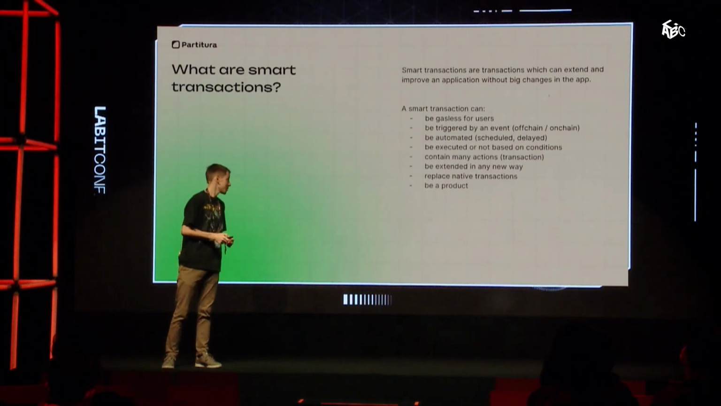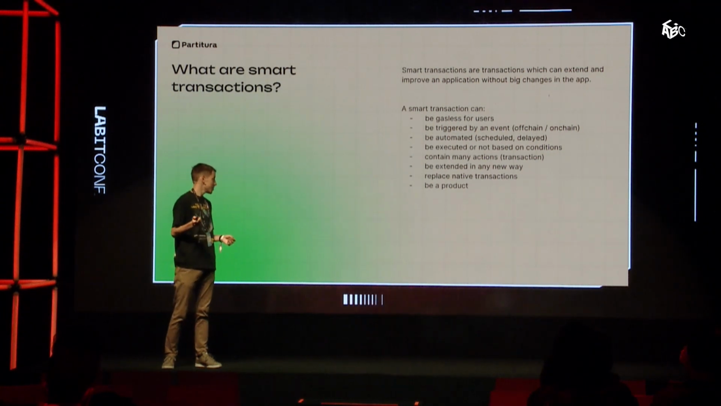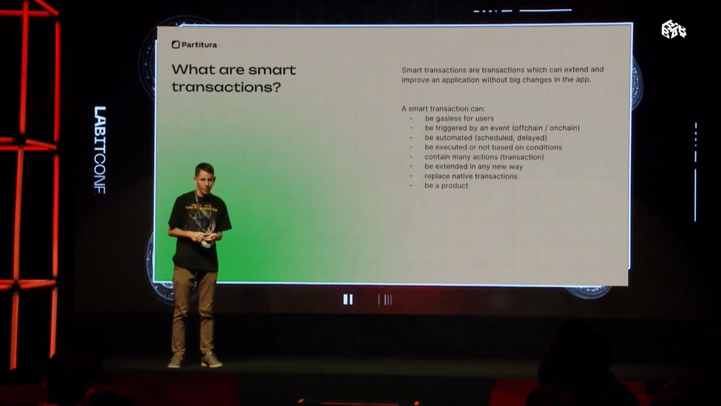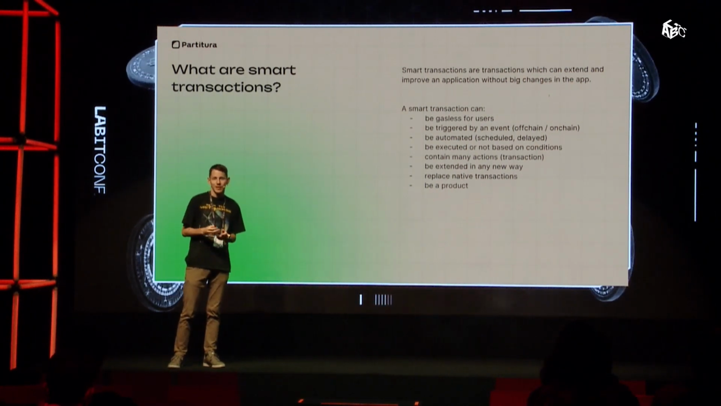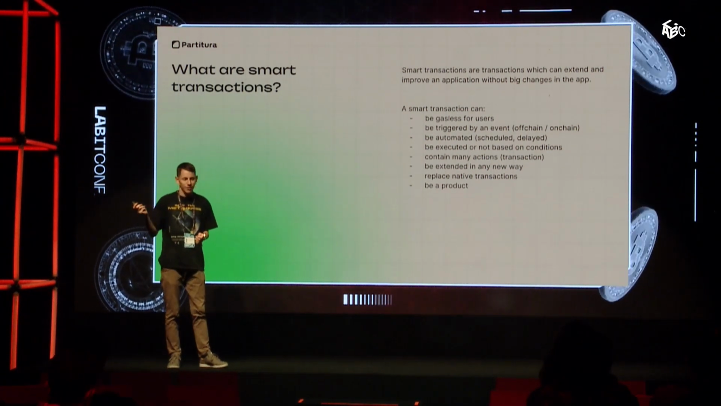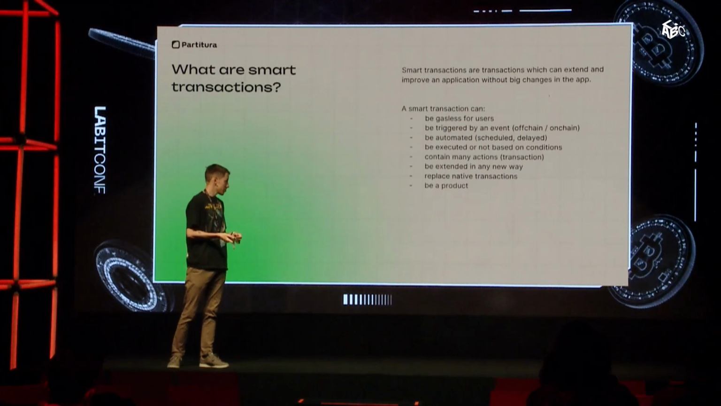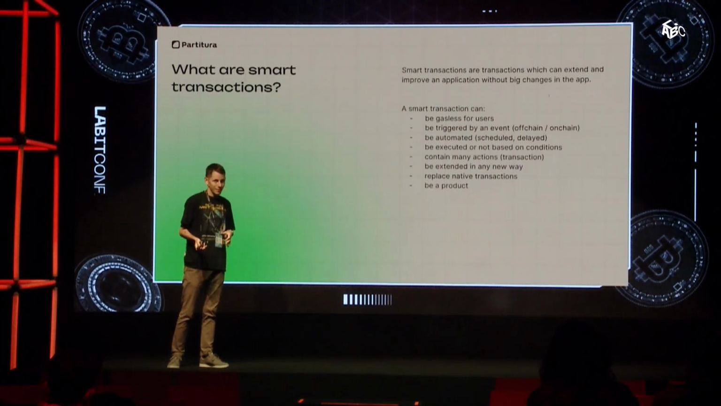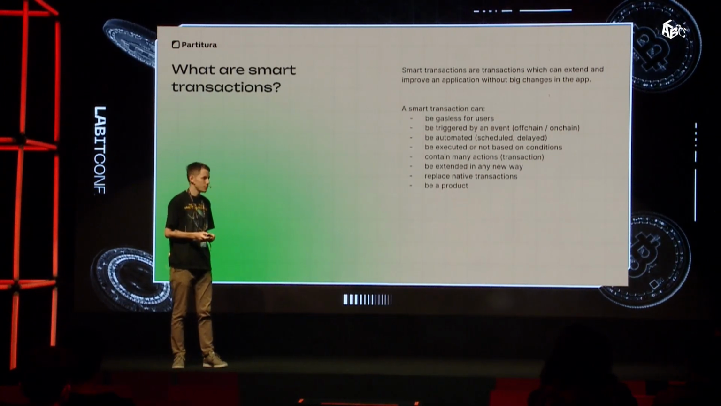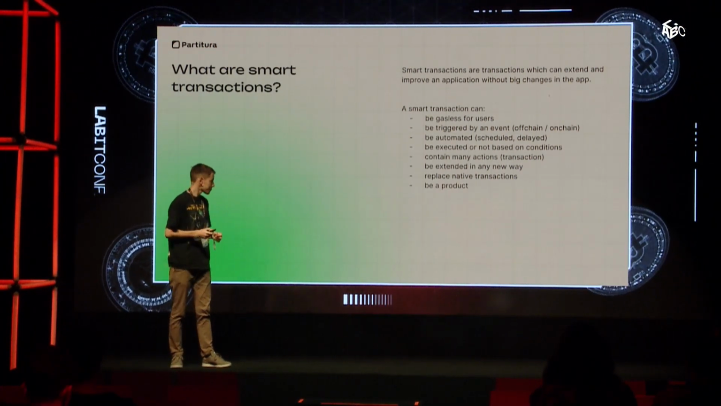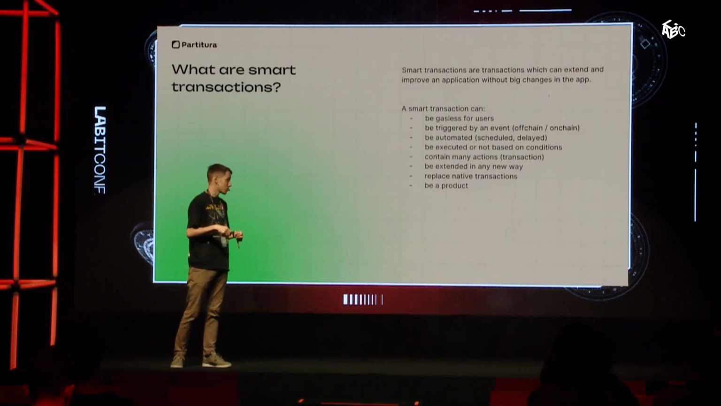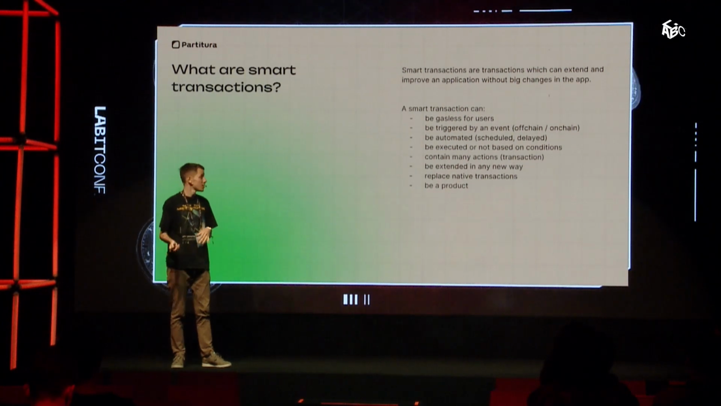A smart transaction can be gasless for users. It can be triggered by an event, whether off-chain or on-chain, for example, the gas price or the price of Bitcoin on a centralized exchange, or maybe based on the weather. It can be automated, I mean scheduled, it can be delayed, so it can perform this transaction every day, which is really useful for DCA strategies. And it can be executed or not executed based on some conditions.